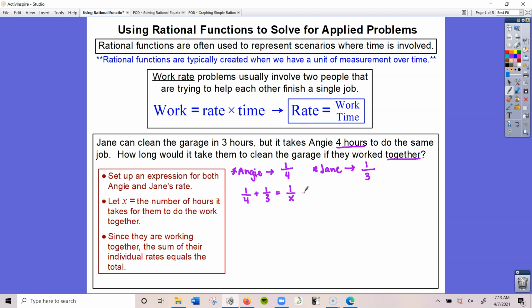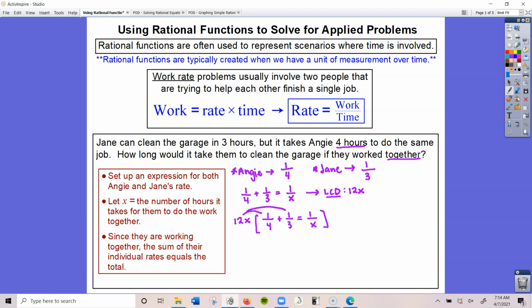Once you've set up your equation, we use whatever method we learned in the past to solve this rational equation. Here, since we have addition, we're going to need an LCD. Keep in mind that the LCD is found by multiplying all of the denominators together. So if I multiply 4 times 3 times x, that gives me the LCD of 12x. So I'm going to take my equation and multiply the whole thing by 12x. So 12x times 1 over 4 plus 1 over 3 is equal to 1 over x.